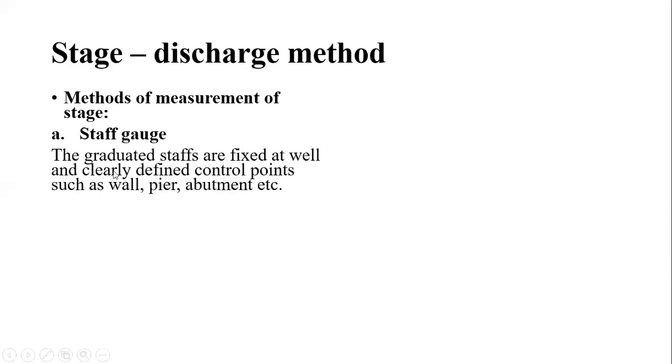Staff gauges are nothing but graduated staffs fixed at well and clearly defined control points such as a wall, pier, abutment, etc. That is, we insert them where there are clear points, from where it will be easy to note down the readings clearly.